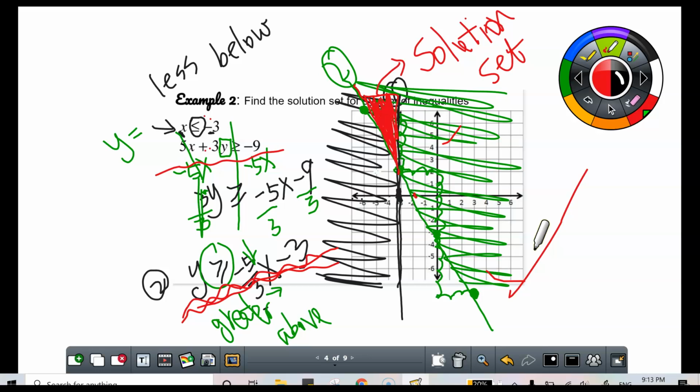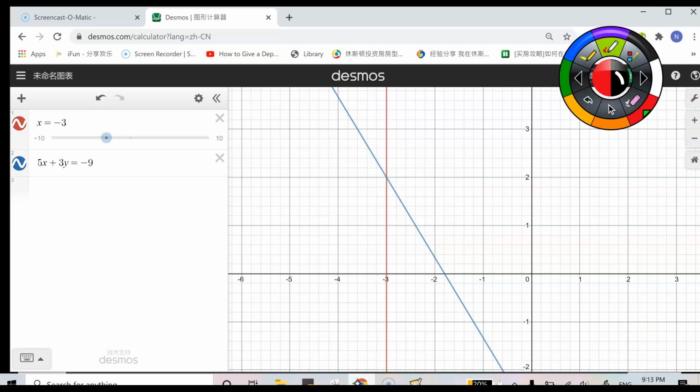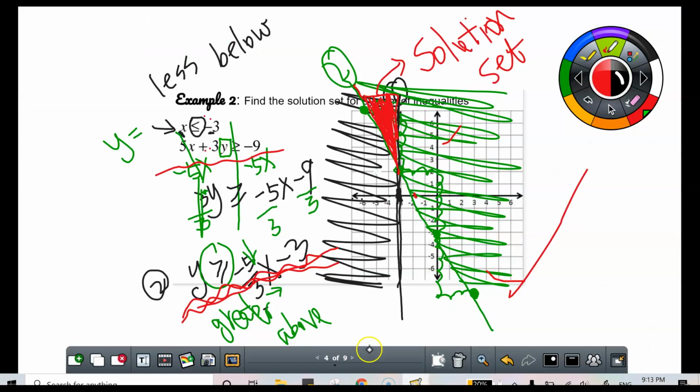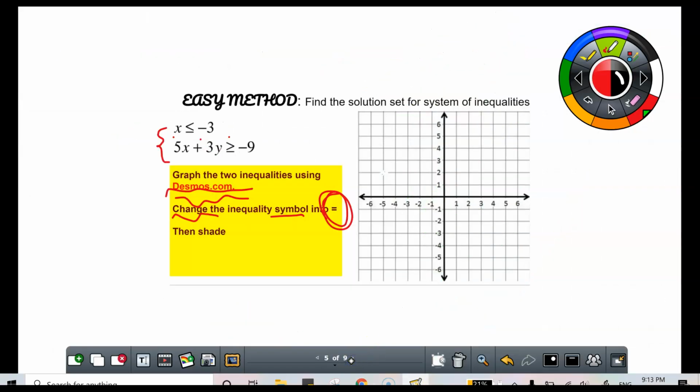It means what we graphed here is the same as what the computer graphed. Okay, and after finding the two lines, you're going to do the shading by yourself. Okay, so this is an easier way of graphing the two lines, but you have to do the shading by yourself. Okay. Next example.